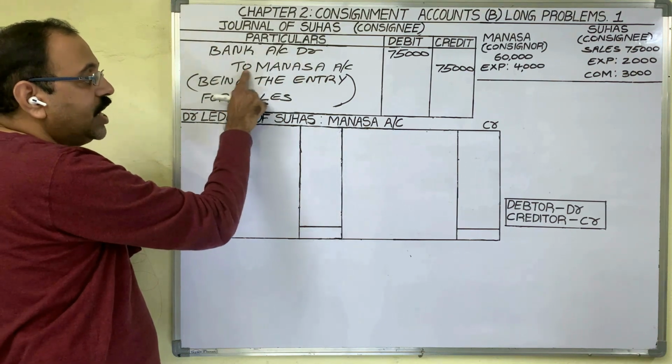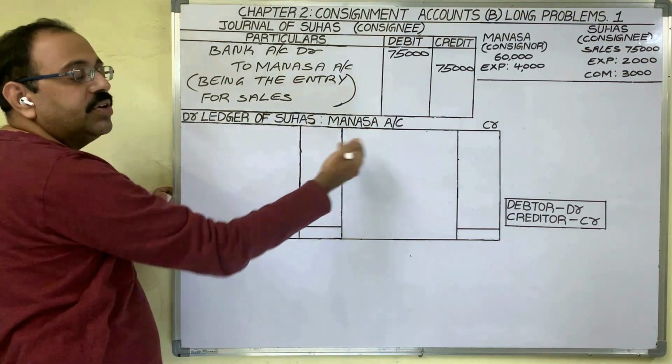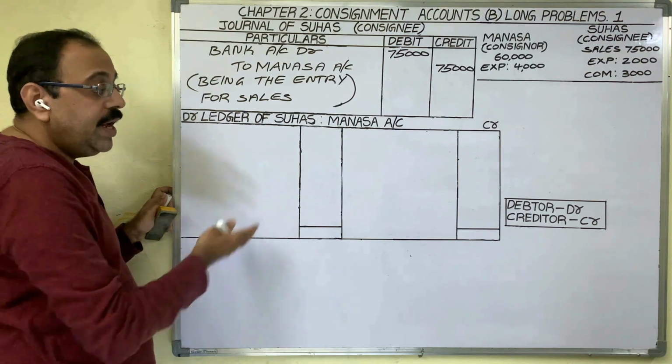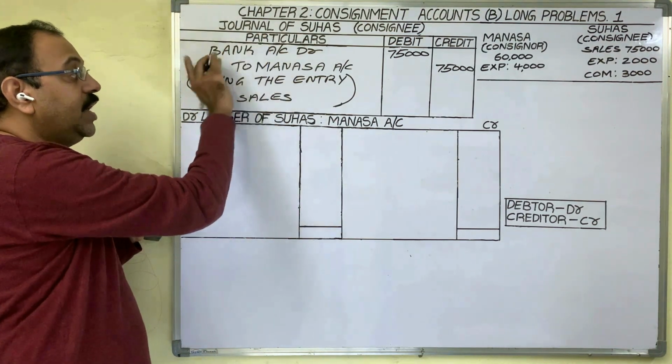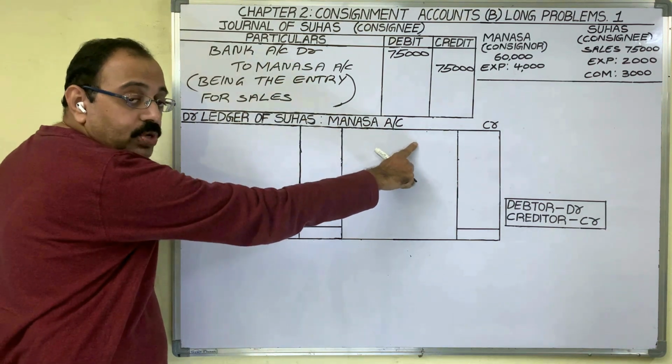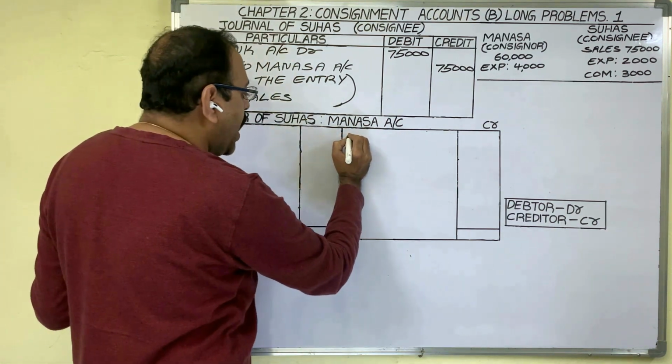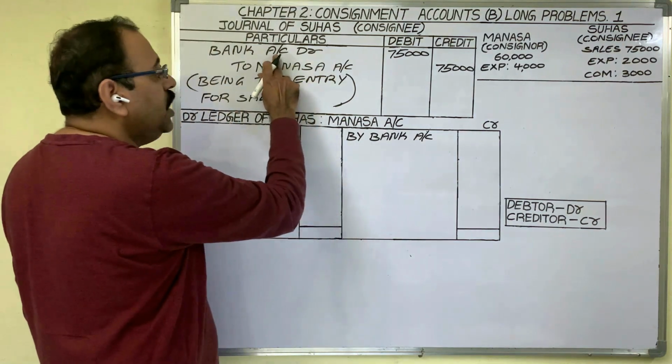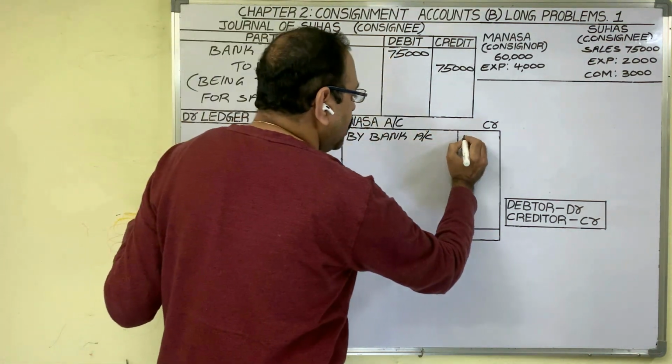Manasa account is credited. Therefore, credit side we have to post. What to write? Other side, debit side, we have bank account now. That name you should write here. By bank account. Amount is 75,000 rupees.